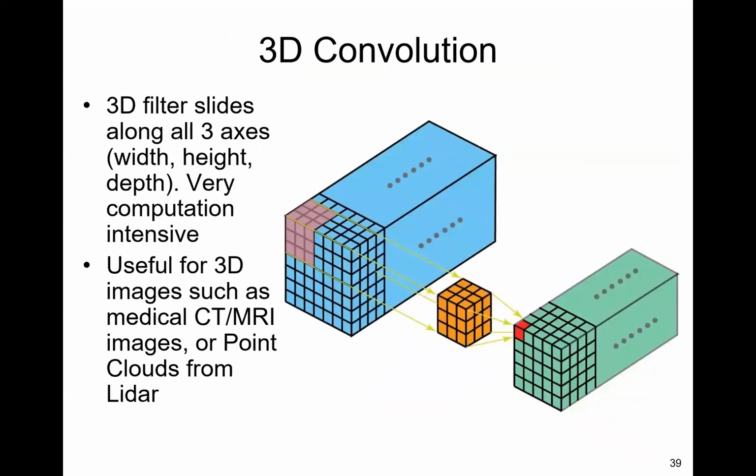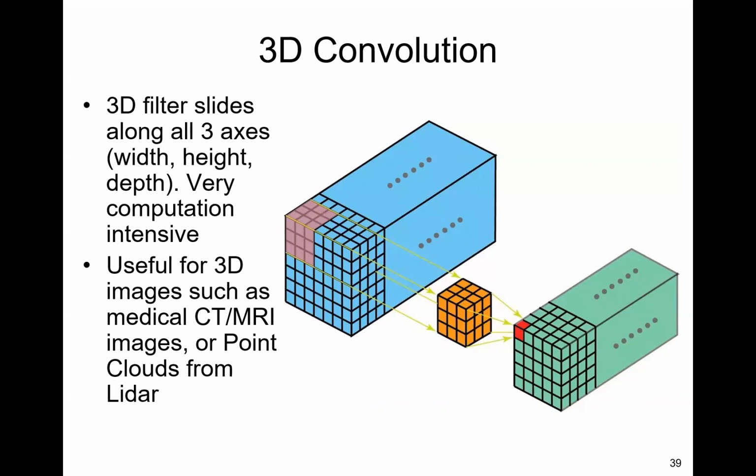3D convolution is when you slide the 3D filter along all three axes, with height, width and depth, instead of the 2D convolution we saw up to now, which is sliding it left to right, top to bottom. That's a two-dimensional convolution. Whereas in this case, you're sliding it across the depth dimension. This could be useful for 3D images, such as medical CT and MRI images, or point clouds from LiDAR.